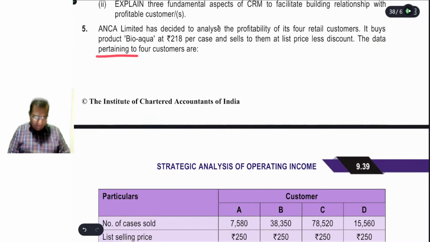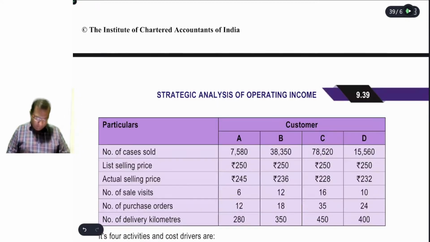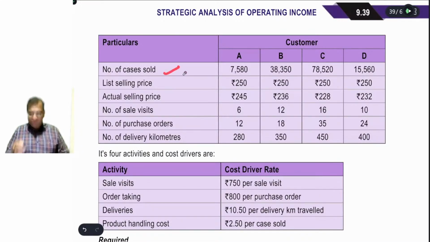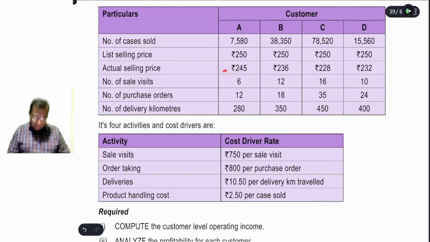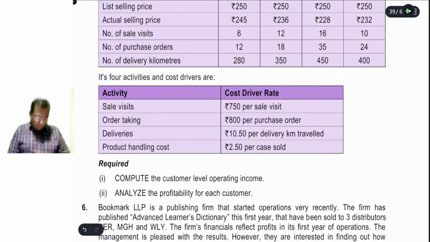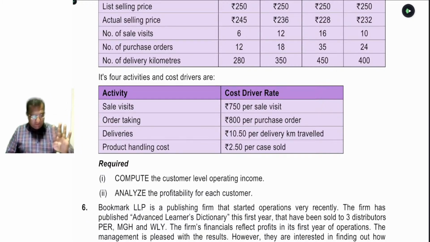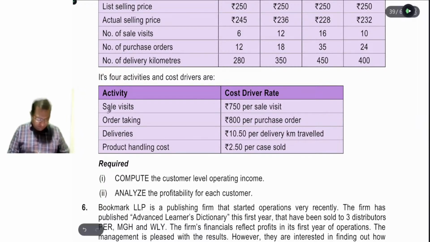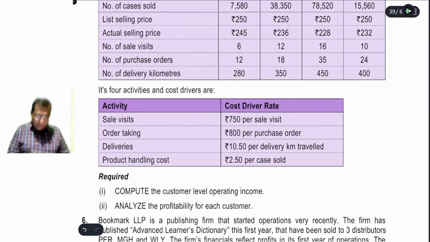The data pertaining to the 4 customers are: number of cases sold, meaning number of units sold, list selling price, and actual selling price. The difference between list selling price and actual selling price is known as discount. Number of sales visits, number of purchase orders, and number of delivery kilometers are given, and we have been given 4 sales activities. In fact, there are 5 sales activities. The 4 that are visible are given, and the 5th one is the discount element.